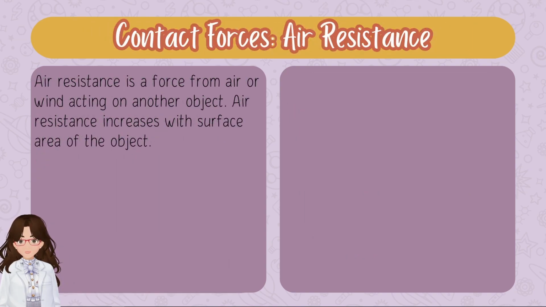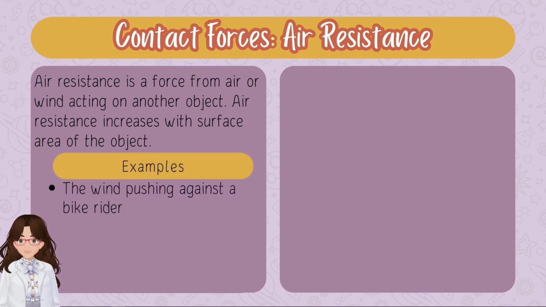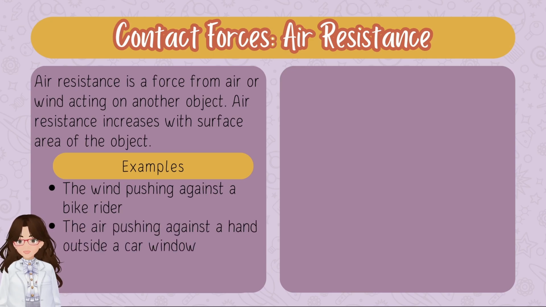Let's talk about our final contact force, which is air resistance. Air resistance is a force from air or wind acting on another object. Air resistance increases with surface area of the object, and it's less impactful the more mass that the object has. So examples of this would be the wind pushing against a bike rider, the air pushing against a hand outside a car window, and the air pushing on a falling or flying object.